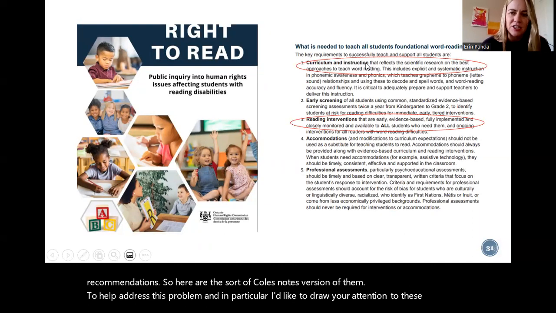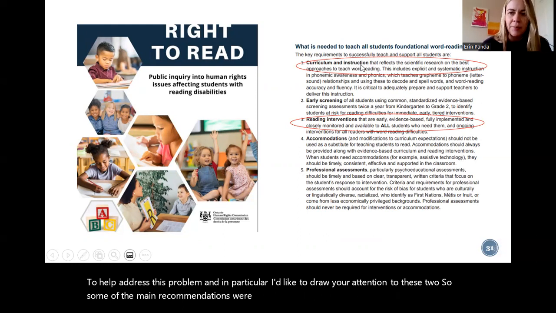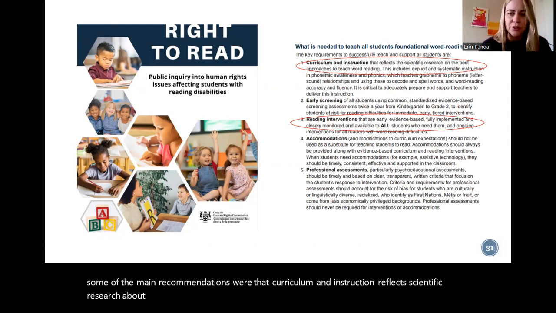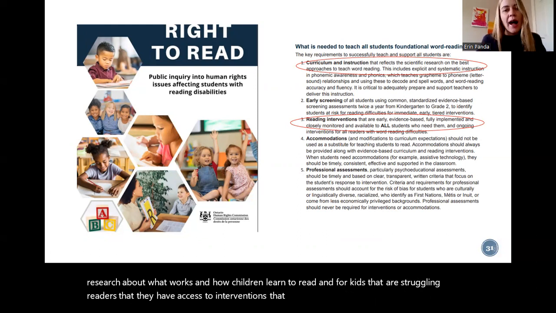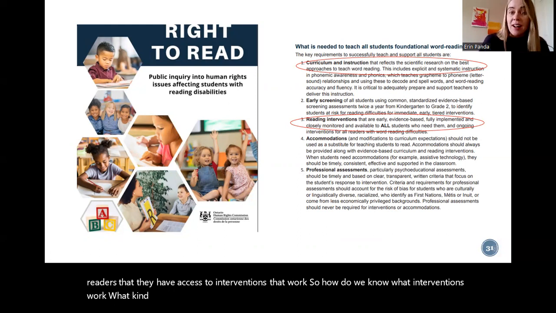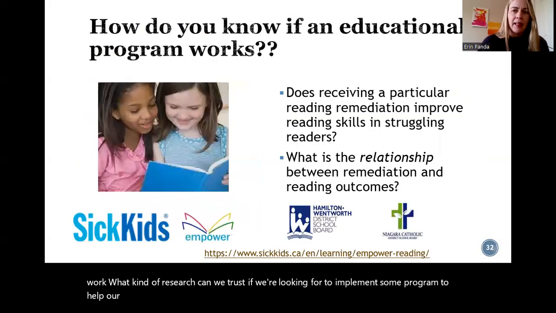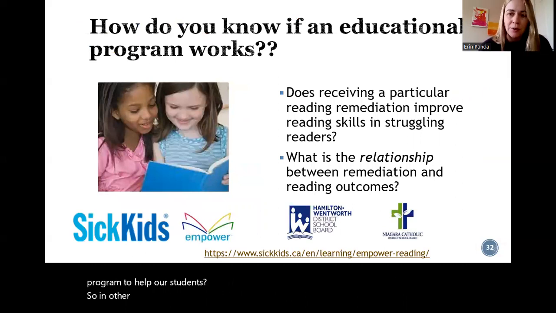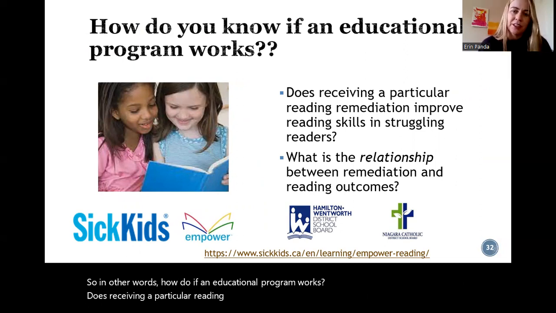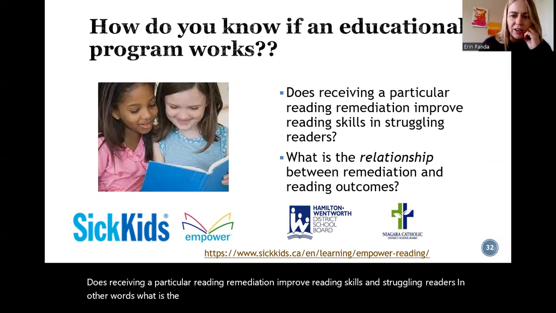Some of the main recommendations were that curriculum and instruction reflect scientific research about what works and how children learn to read. And for kids that are struggling readers, that they have access to interventions that work. So how do we know what interventions work? What kind of research can we trust if we're looking to implement some program to help our students? In other words, how do you know if an educational program works? Does receiving a particular reading remediation improve reading skills in struggling readers? In other words, what is the relationship between remediation and reading outcomes?